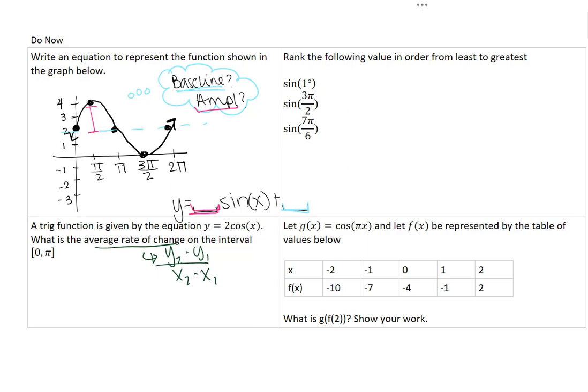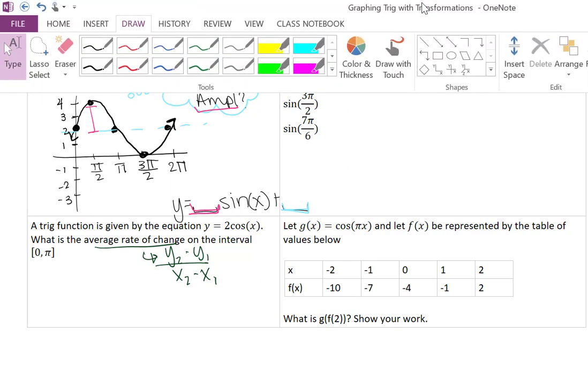All right, friends, quick overview of the do now today. First off, let's write an equation of this function right here. So I'm really asking myself, where's the baseline, where's the amplitude? And I've already color-coded it.